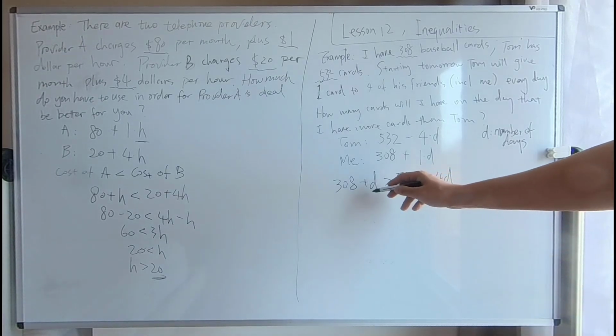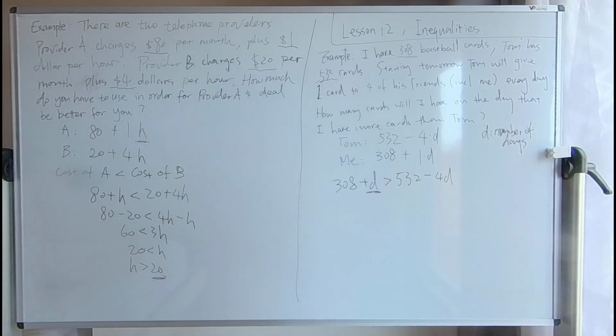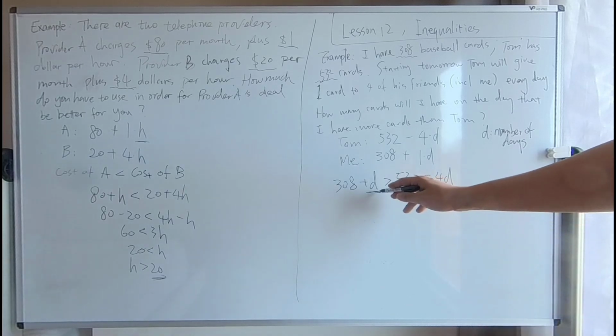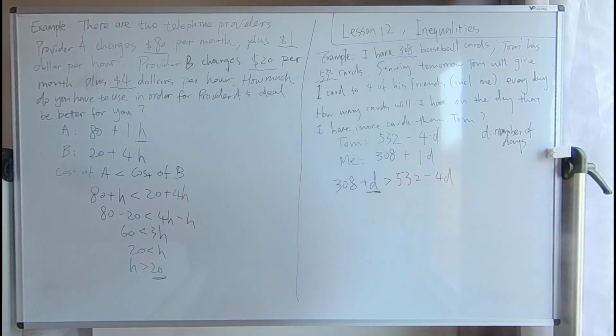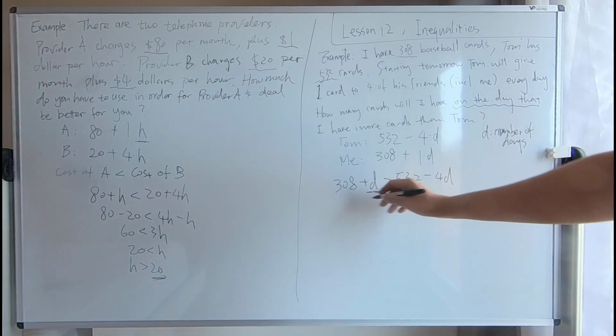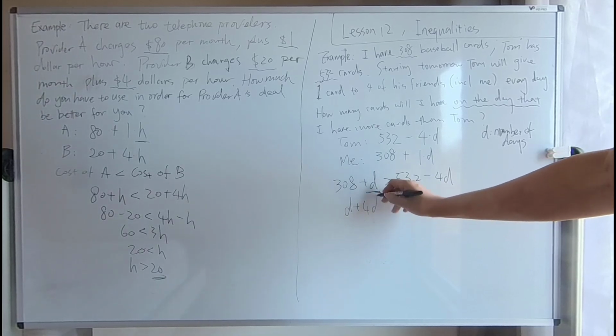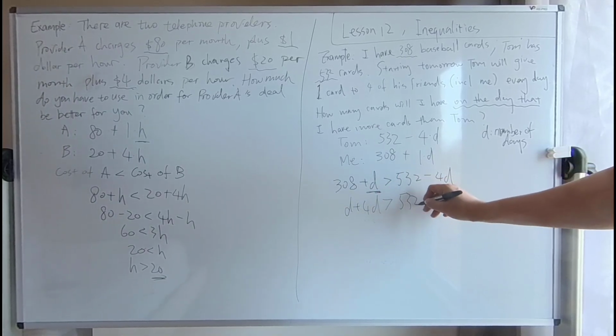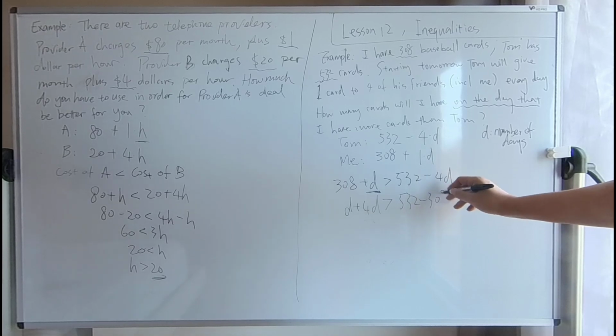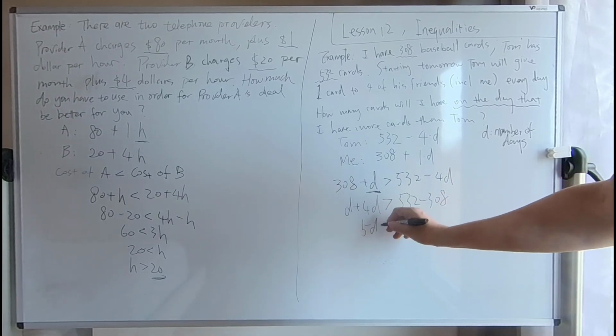And note that I only need to know 1 day, but this inequality will give you a range of days. Among the range of days, I need to know the very first day that I have more cards than Tom. So let's solve it first. Mathematically, it's straightforward. This is plus 4d, and then 532 will become minus 308.